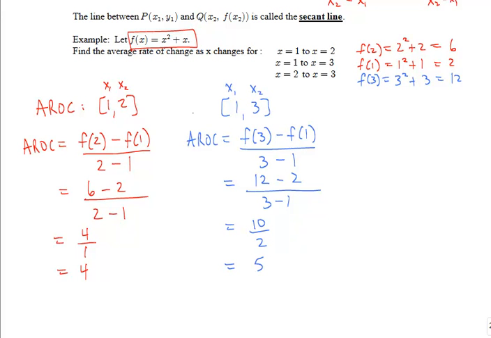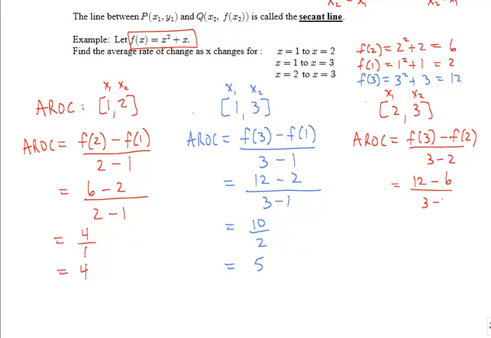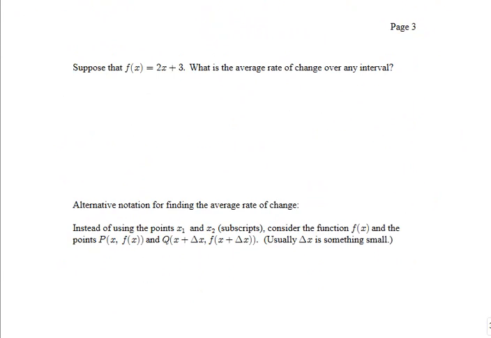Alright, if we try one more, this time we're going to look at the interval from 2 to 3. So my x sub 1 is 2 and my x sub 2 is 3. And my average rate of change by definition is f of 3 minus f of 2 over 3 minus 2. So f of 3 we already calculated, that was 12. f of 2 we already calculated was 6. So we're going to get 6 on the top, 1 on the bottom, and the answer is 6. Okay? All right. Next question.